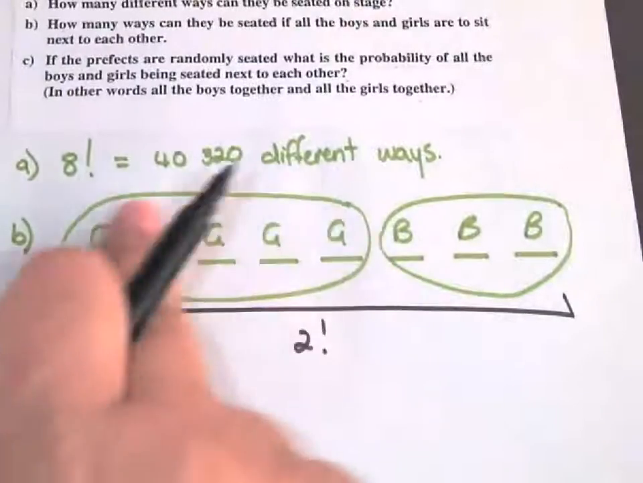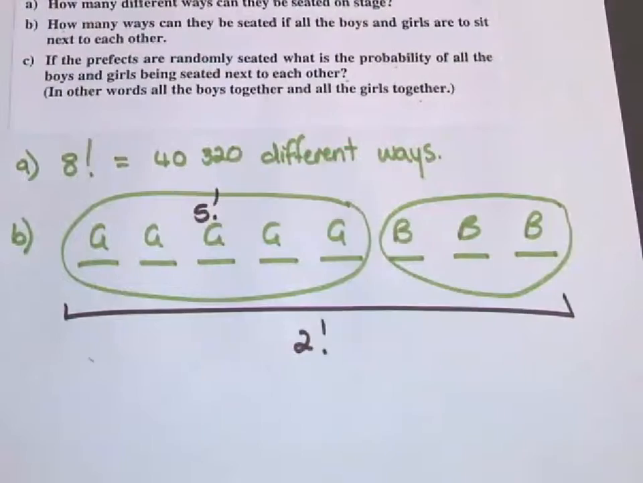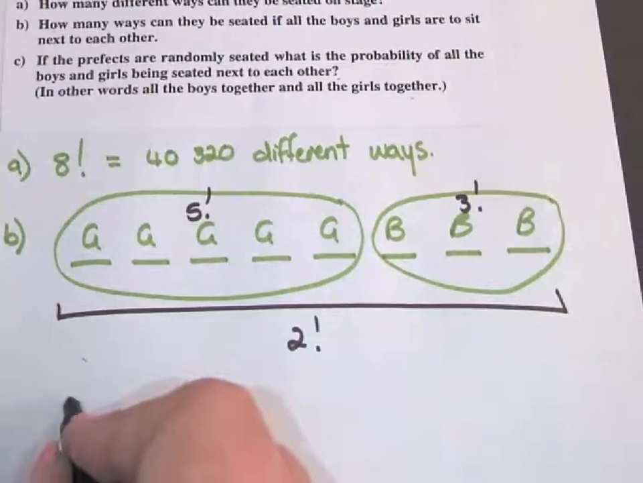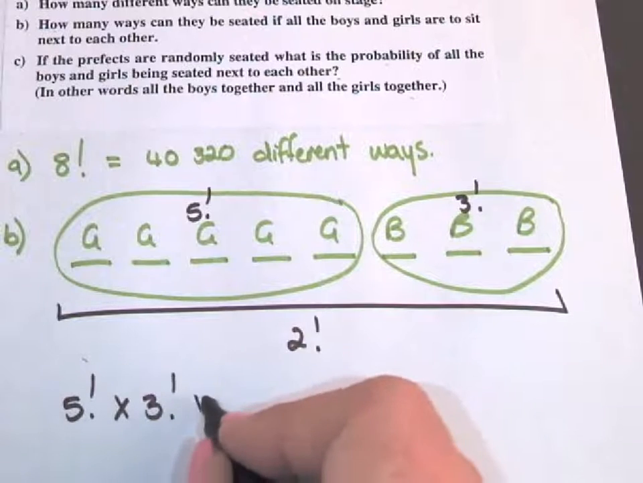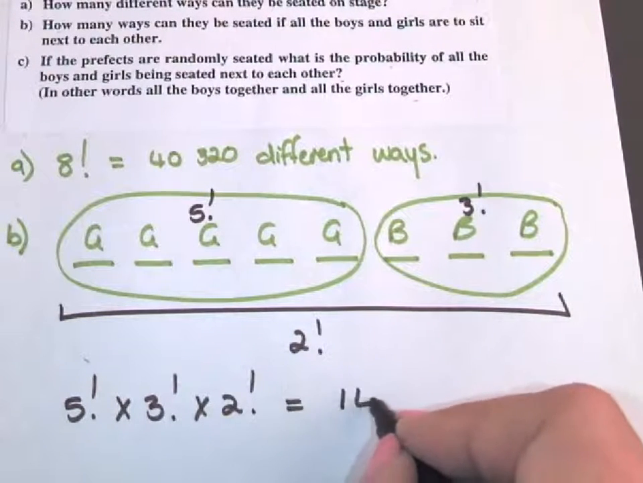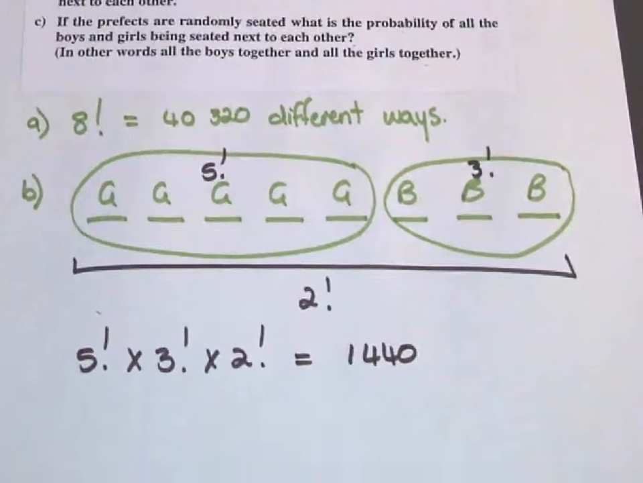And the girls, how many ways? 5 factorial. And the boys? 3 factorial. So altogether it will be 5 factorial times 3 factorial times 2 factorial. And that will be 1,440. If all the boys sit together, shuffled, and all the girls sit together, shuffled. And we can shuffle the boys and the girls.